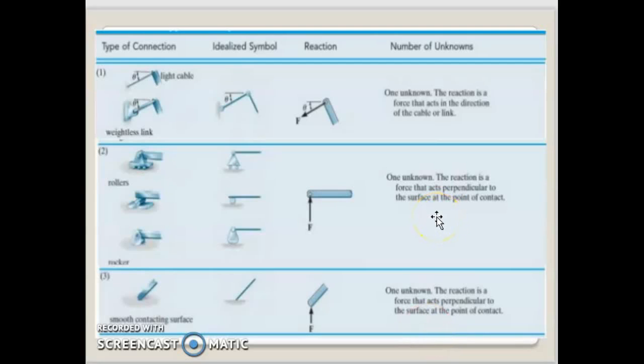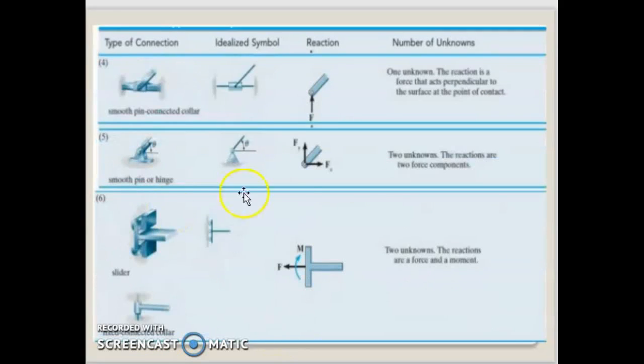Other examples of support or joint, you can refer to your textbook. They have a list here, so you need to remember or understand how the reaction force works. This is one of the lists, and then the other list, and then this one.